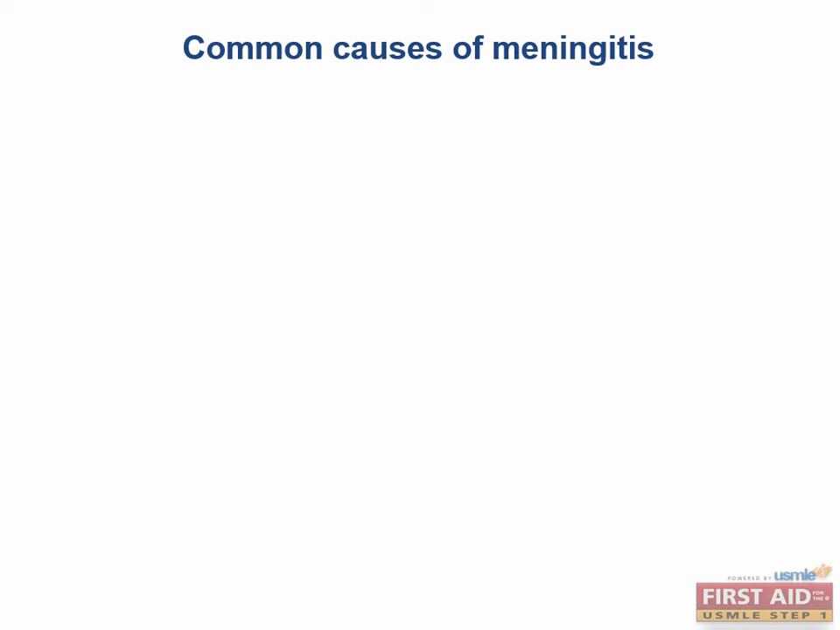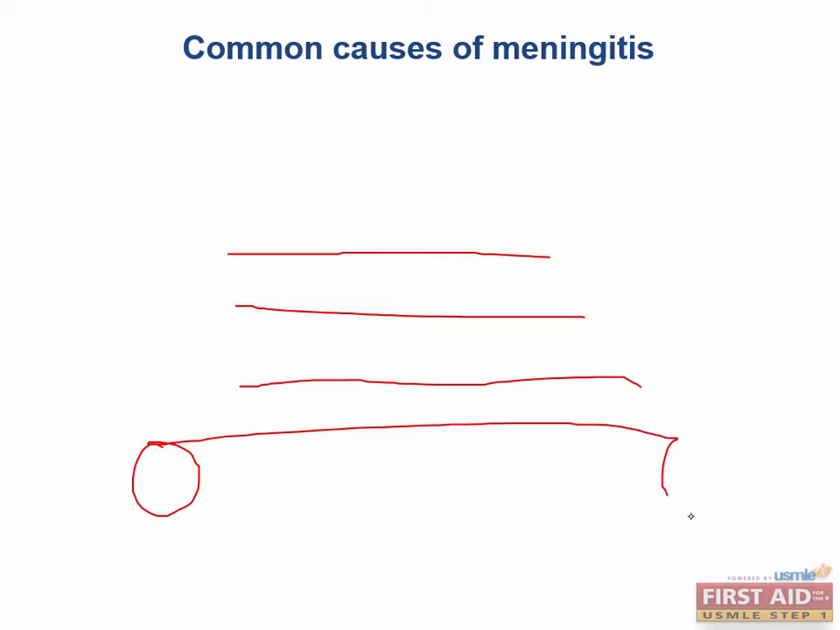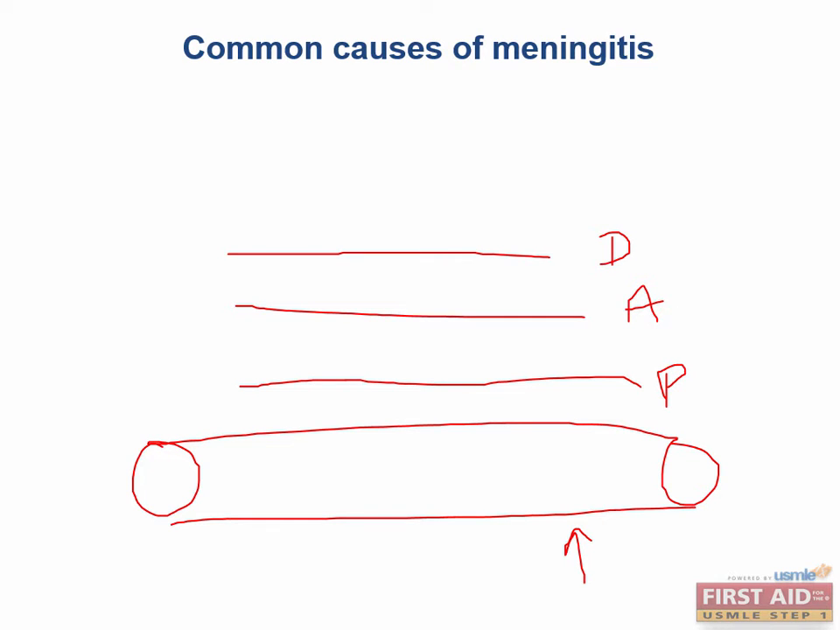Let's begin our discussion on meningitis. Meningitis is inflammation of the meninges, or the outer layers covering the brain and spinal cord. Do you remember what the three layers of the meninges are? From the inside to the outside, the spinal cord here, it is the pia mater, the arachnoid mater, and the dura mater. Remember, the meningeal layers pad the spinal cord.